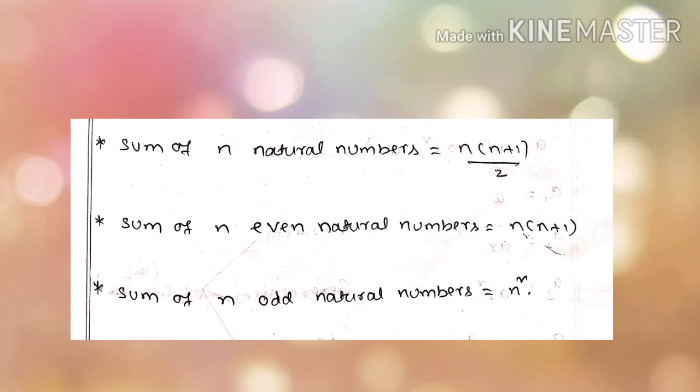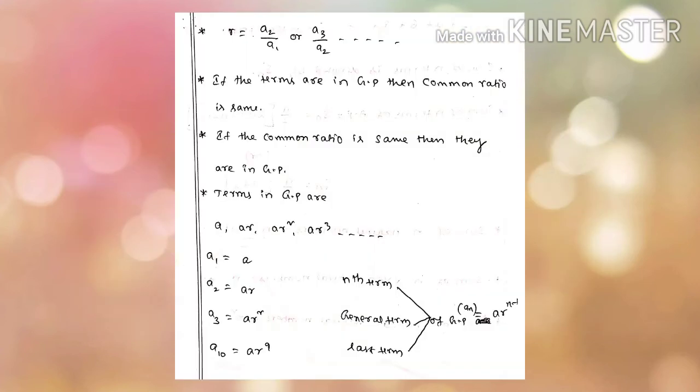Okay. Next, about GP. We know in GP common ratio r is equal to a2 by a1 or a3 by a2 and so on. Anything you can use. In general, we will use a2 by a1. If the terms are in GP, their common ratio is the same. Similarly, if their common ratio is the same, then the terms are in GP.